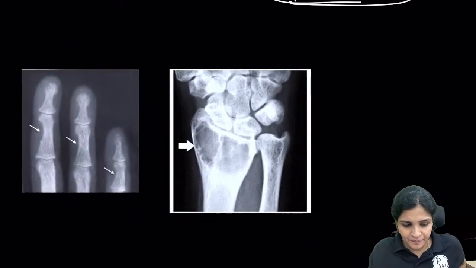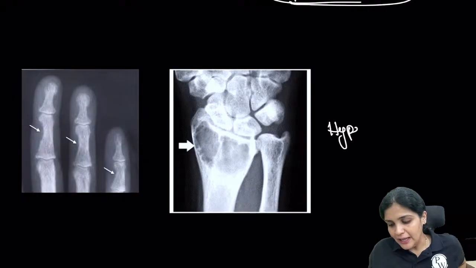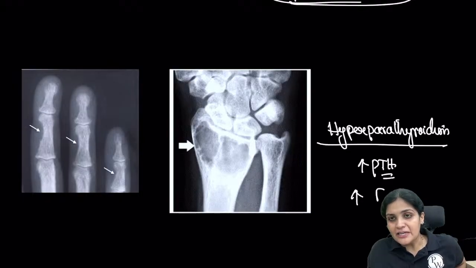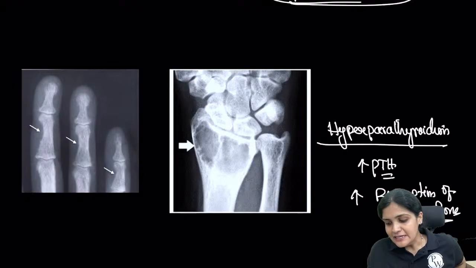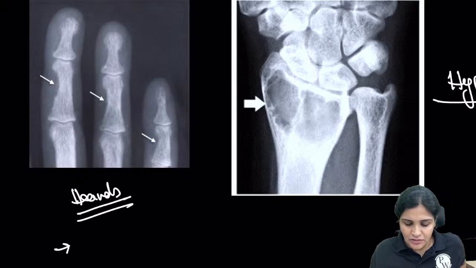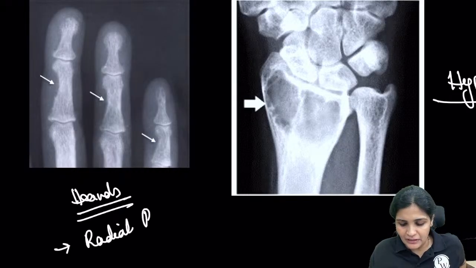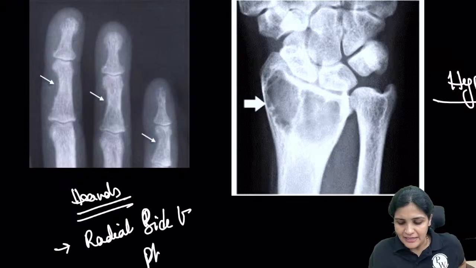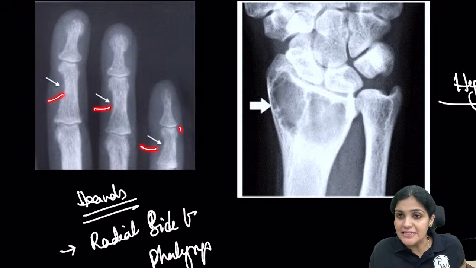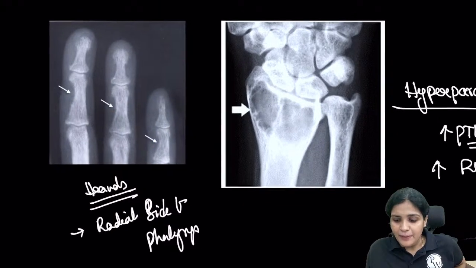And what is this? This is usually hyperparathyroidism. So what is hyperparathyroidism? There will be increased levels of parathormone, right? And this parathormone causes increased resorption of the bone, right? Whenever there is an increase in resorption of the bone, we usually see it on the hands. Yes, very good, Dr. Raj. And this is usually seen on the radial side of the phalanx. So these are phalanges, and you see on the radial side there is resorption. This is an example of hyperparathyroidism.